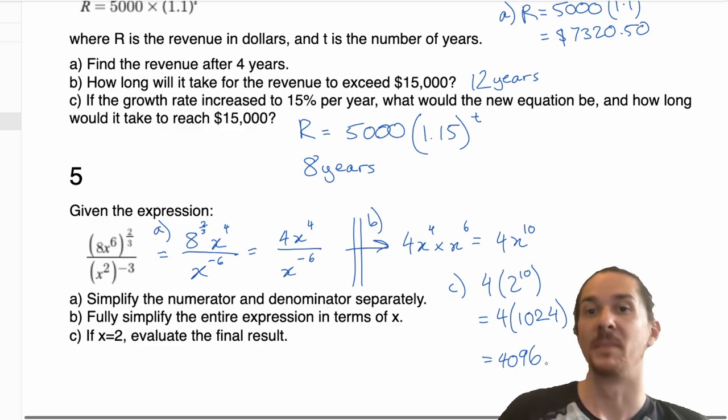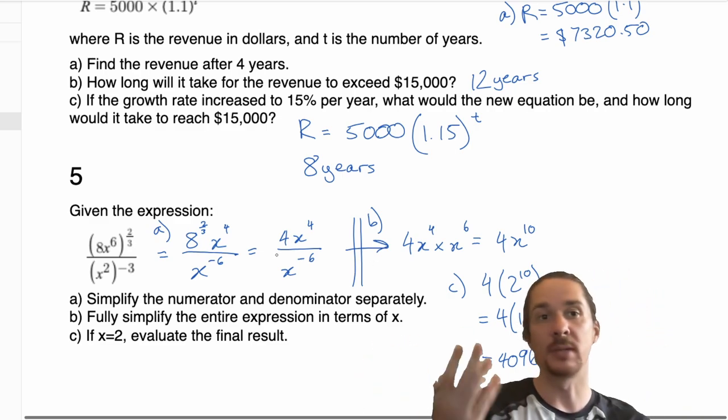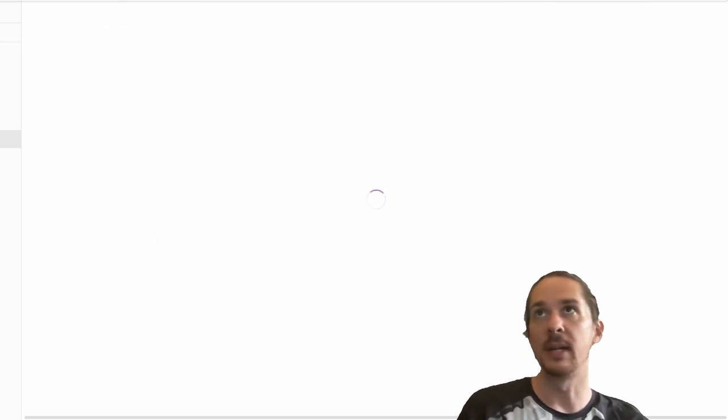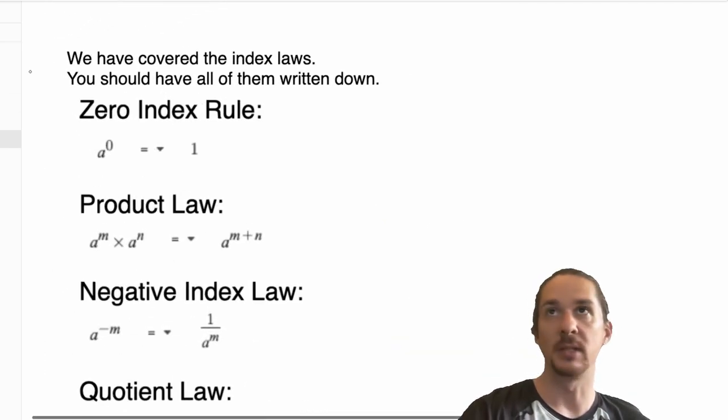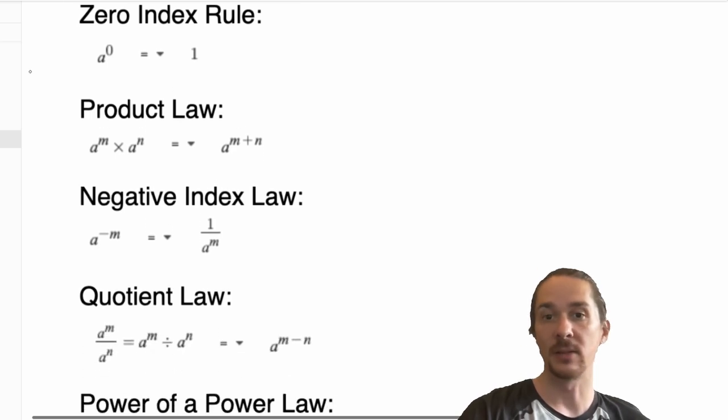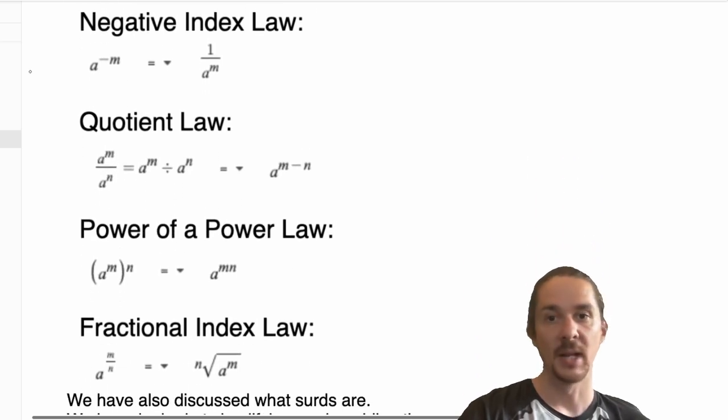Cool. All right. So that was the last of our examples. Let me sum up what we've looked at today. Firstly, you need to have all of these written down. If you haven't written them already, this is your chance. We have the zero index rule, the product law, the negative index law, the quotient law, the power of a power law, and the fractional index law.